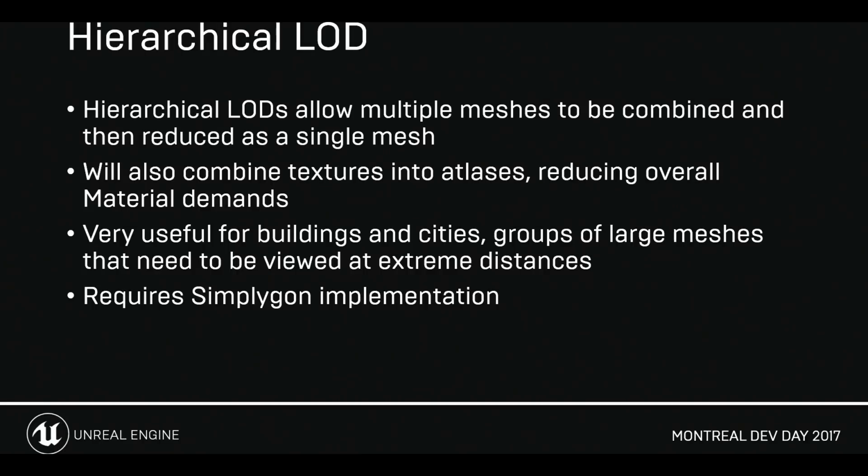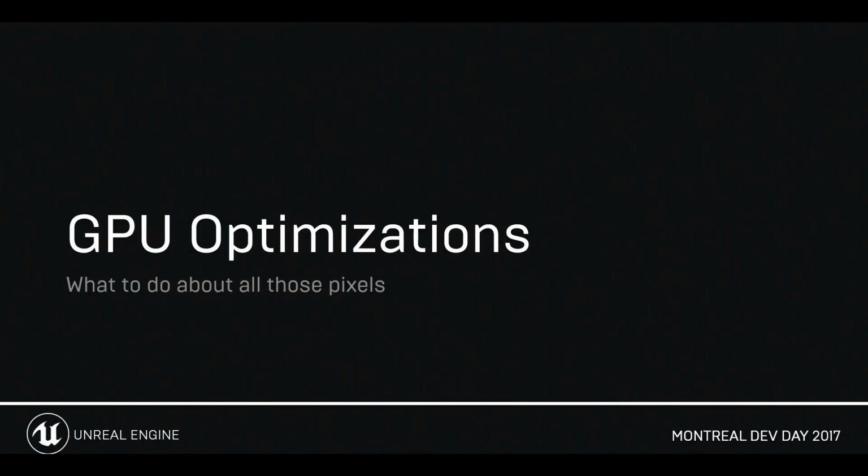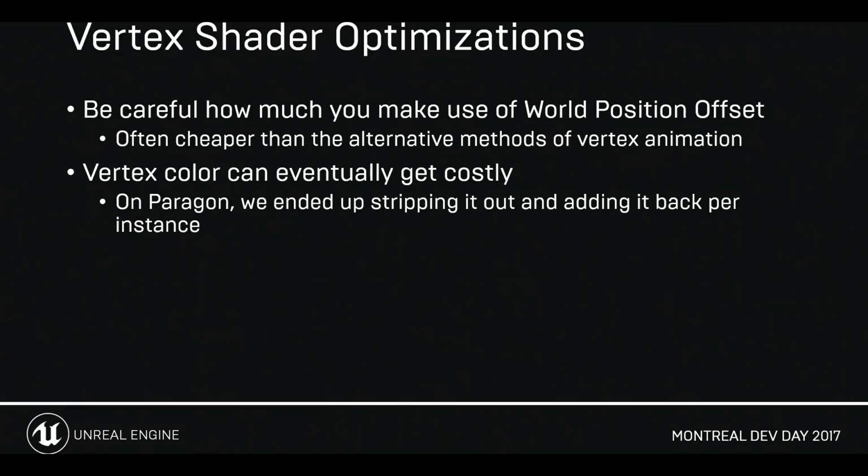Next, GPU optimizations, making the most of all the pixels you're drawing on your screen. So vertex shader optimizations: be careful of how much you use things like world position offset. By all means, don't be afraid of it. We use it all over the place. Just know that it has a cost, and that cost can add up over time if you have too many objects using it. Vertex color can also get costly. Actually, on Paragon, we ended up removing vertex color from all of our assets, and we just put it in manually where we need it, because the cost of it was adding up too much.